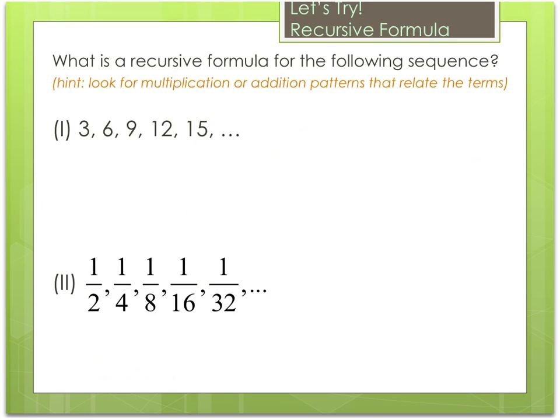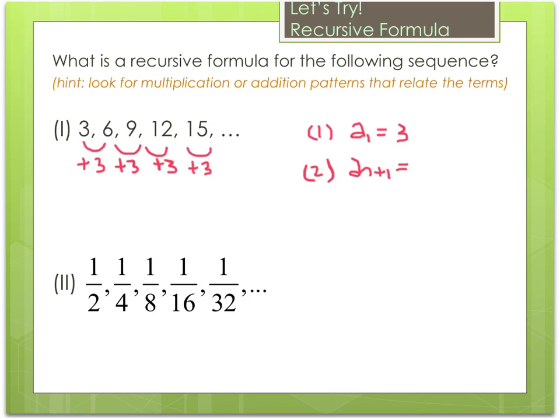Now we're going to be trying to look for multiplication or addition patterns that will relate the terms to each other. So for example number 1, 3, 6, 9, 12, 15. Each time I'm adding 3 to get to the next term. So to write the recursive formula, I know I need an initial condition. My initial condition is that a sub 1 was equal to 3. Now to write the recursive formula, again, we added 3 each time. So if I want to refer to a sub n plus 1, how did I get to a sub n plus 1? Well, I had to add 3 to a sub n.